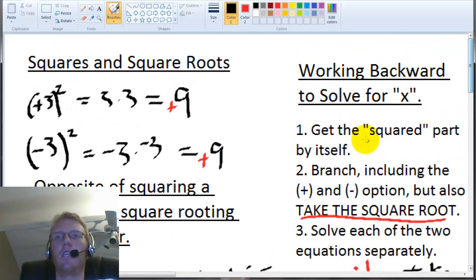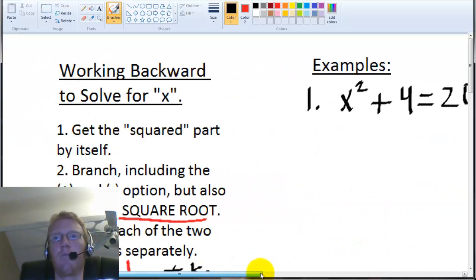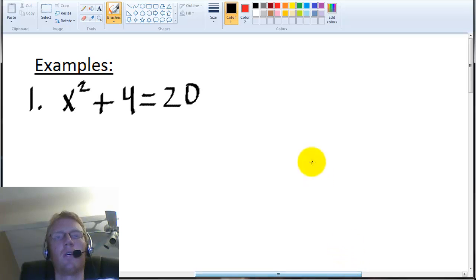Okay, so let's try to take these three rules: get the squared part by itself, branch including the positive and negative option, and then take the square root, and then solve. We're trying to do those, and we'll apply it to some examples. So here's some examples. Alright, example 1. X squared plus 4 equals 20.